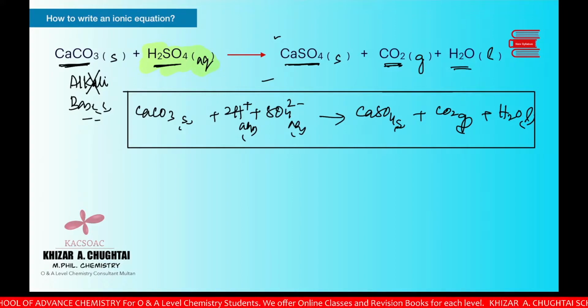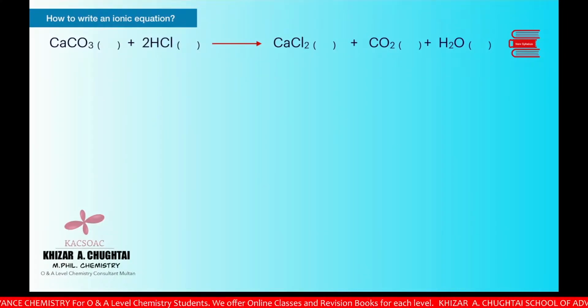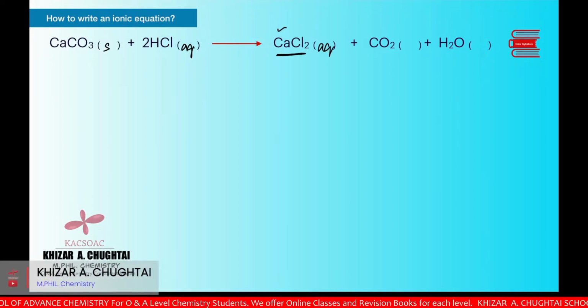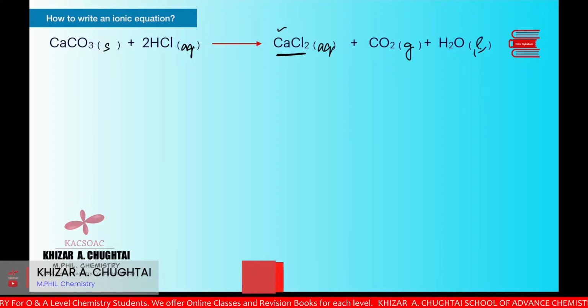Come toward the next example. Again calcium carbonate, HCl, CaCl2, CO2 and H2O. This time once again it is insoluble, I am putting S over here. HCl, it's an acid, definitely it is soluble in water, I'm writing aqueous over here. Calcium chloride, or halides, are water soluble except lead and silver, and there is no lead, no silver, it's calcium, so I'm putting aqueous over here. CO2 is insoluble, I'm putting gas G over here. H2O is a liquid, I'm putting liquid over here.